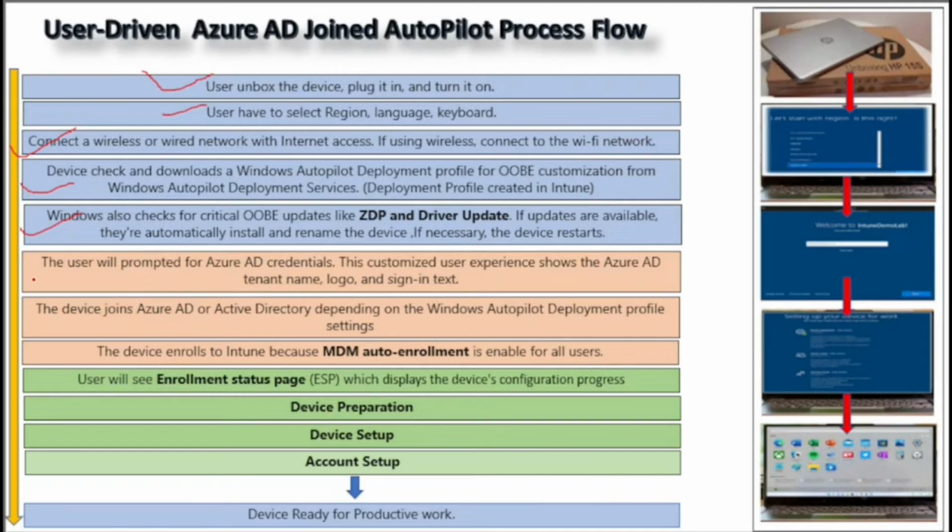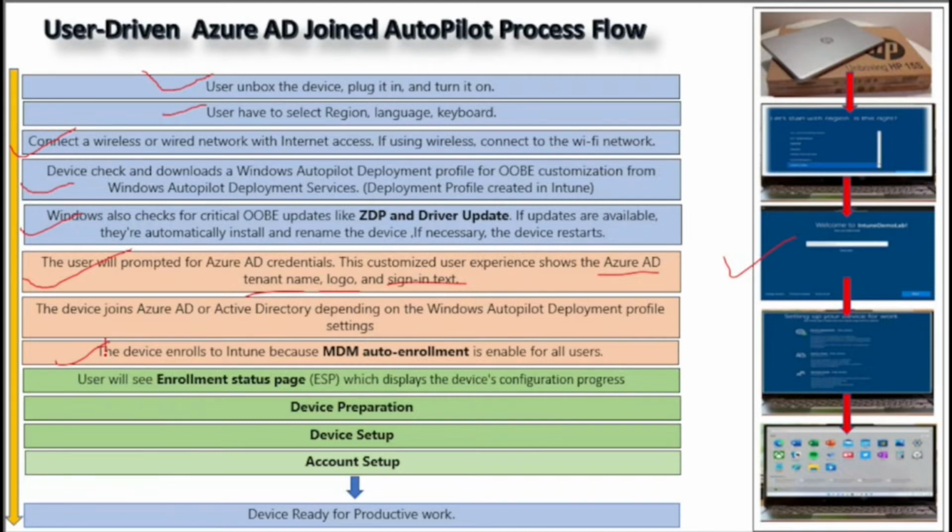After that, the user will be prompted for Azure AD credentials, in which they need to provide the username and password. This customized user experience shows the Azure AD tenant name as well as the logo and the sign-in text. After this, the device is going to join Azure Active Directory as well as enroll in Intune. This is because we already enabled the MDM auto enrollment option for all the users.